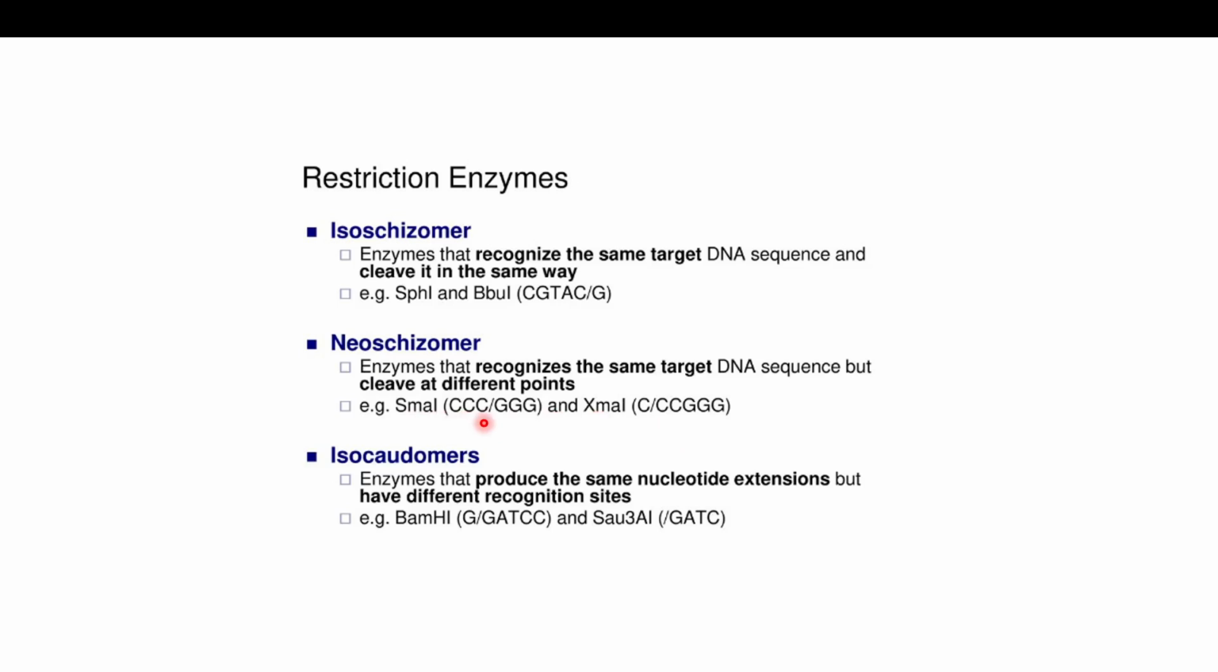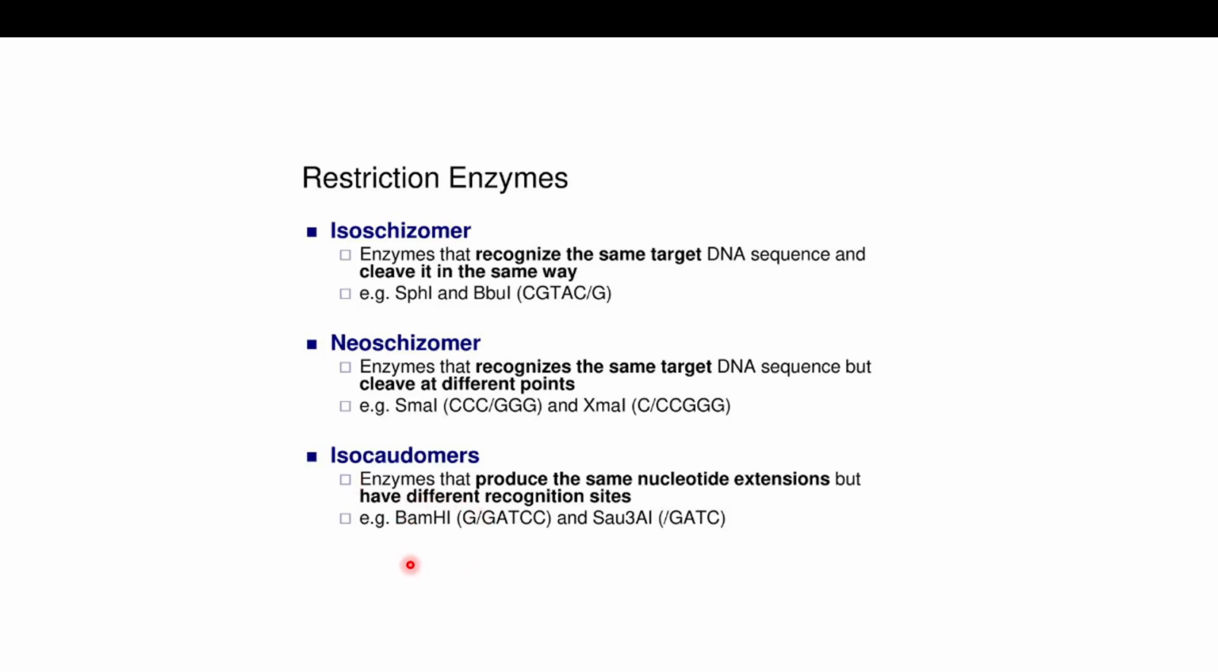Then there are isocaudomers, which are enzymes that produce the same nucleotide extensions but have different recognition sites. Till now, isoschizomers are recognizing the same DNA sequence and cutting it at the same site. Neoschizomers are recognizing the same DNA sequence but cutting at different points. Now, isocaudomers have different recognition sites altogether. However, the type of extension that is produced is the same for these two enzymes.